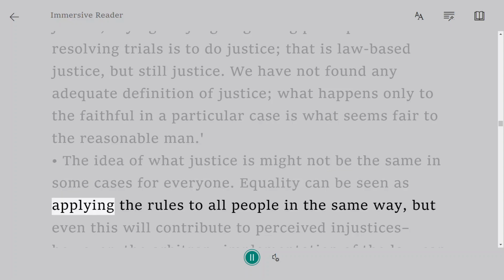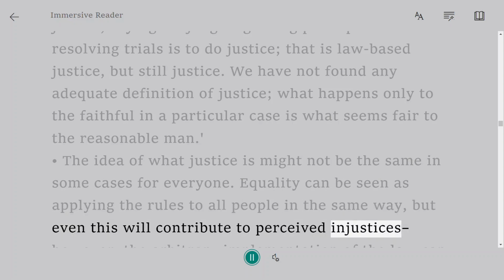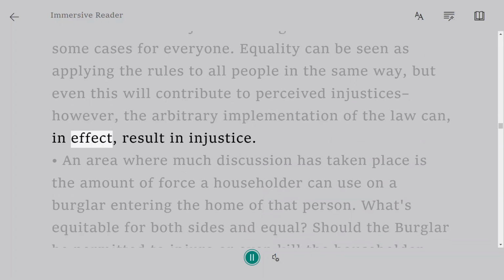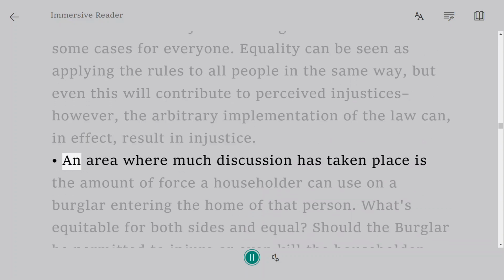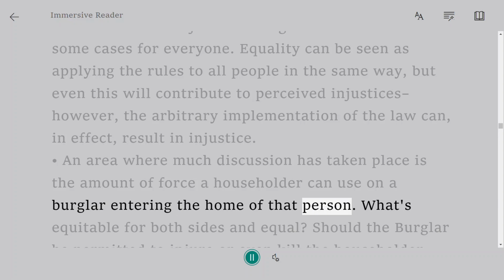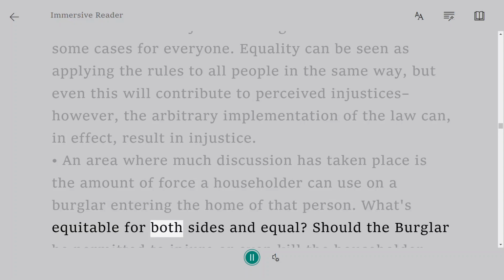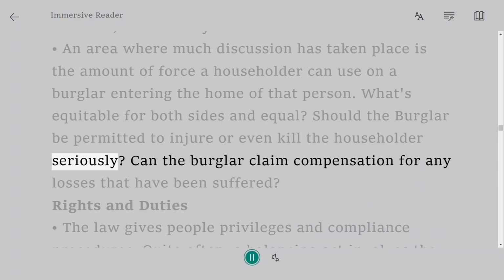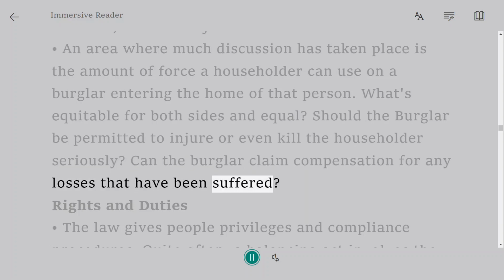Equality can be seen as applying the rules to all people in the same way, but even this will contribute to perceived injustices. However, the arbitrary implementation of the law can, in effect, result in injustice. An area where much discussion has taken place is the amount of force a householder can use on a burglar entering the home of that person. What's equitable for both sides and equal? Should the burglar be permitted to injure or even kill the householder seriously? Can the burglar claim compensation for any losses that have been suffered?